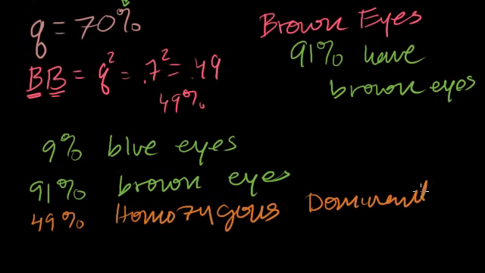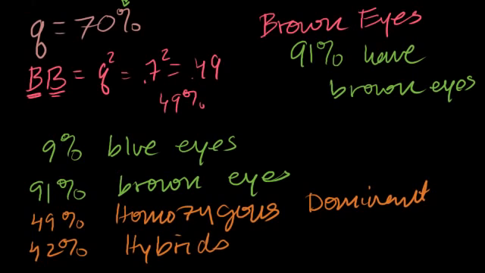And then what percentage of the population are going to be hybrids? Well, hybrids also have brown eyes, but they're not homozygous dominant. So what's the remainder here? That's 42%. 42% are going to be hybrids.